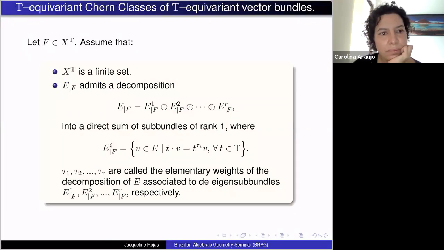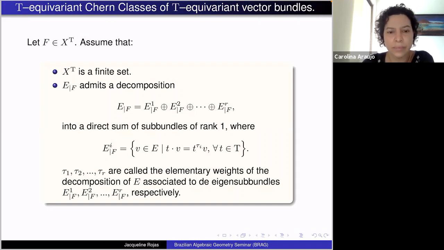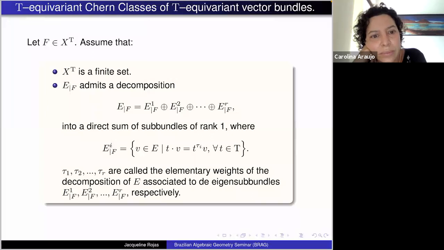Okay, now let us note that this set of fixed points is finite, and assume that the vector bundle E over X has a decomposition, as on the screen, where the fiber over the point is the direct sum of line bundles. In this decomposition, each element E_i, the fiber, corresponds to the elements v in E such that the action of g over v is equal to g^(tau_i) v. These tau_i are fixed and are called the elementary weights of the decomposition of E associated to the bundles that we put on the screen.